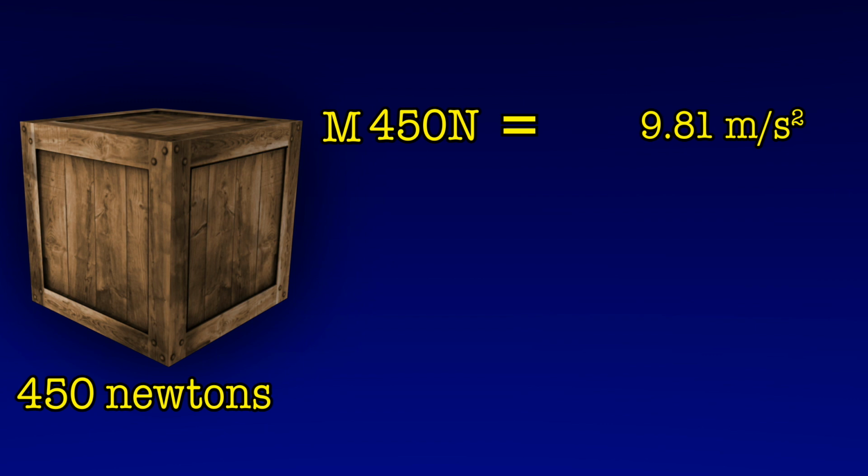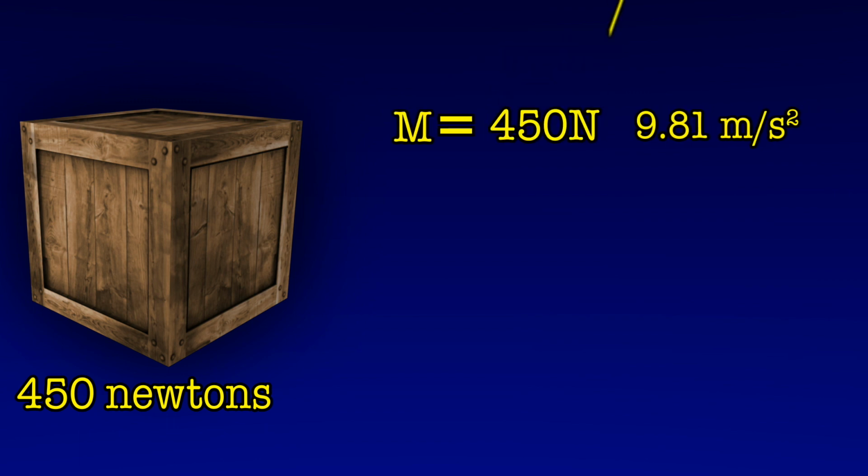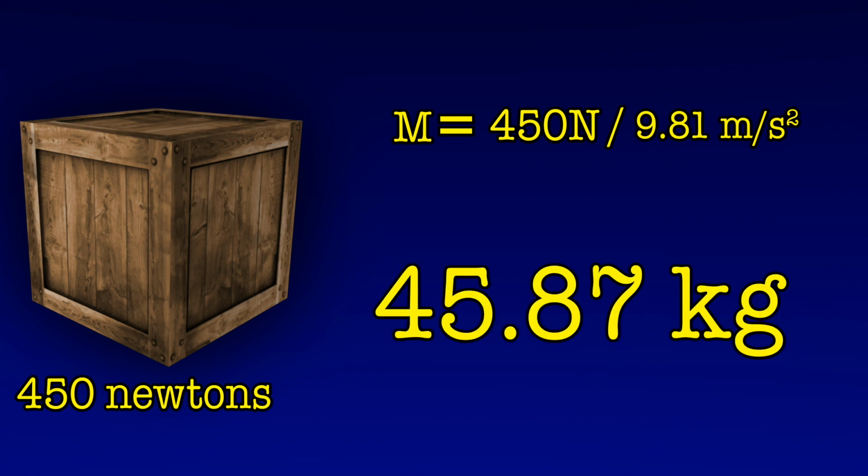From here, we divide the force by the acceleration to get the mass. In this case, it is 450 newtons divided by 9.81 meters per second squared, and that gives us an answer of 45.87 kilograms. So now that we have an idea of how to calculate force, mass, and acceleration, let's do a more complex example, combining what we learned last lesson about velocity and today.